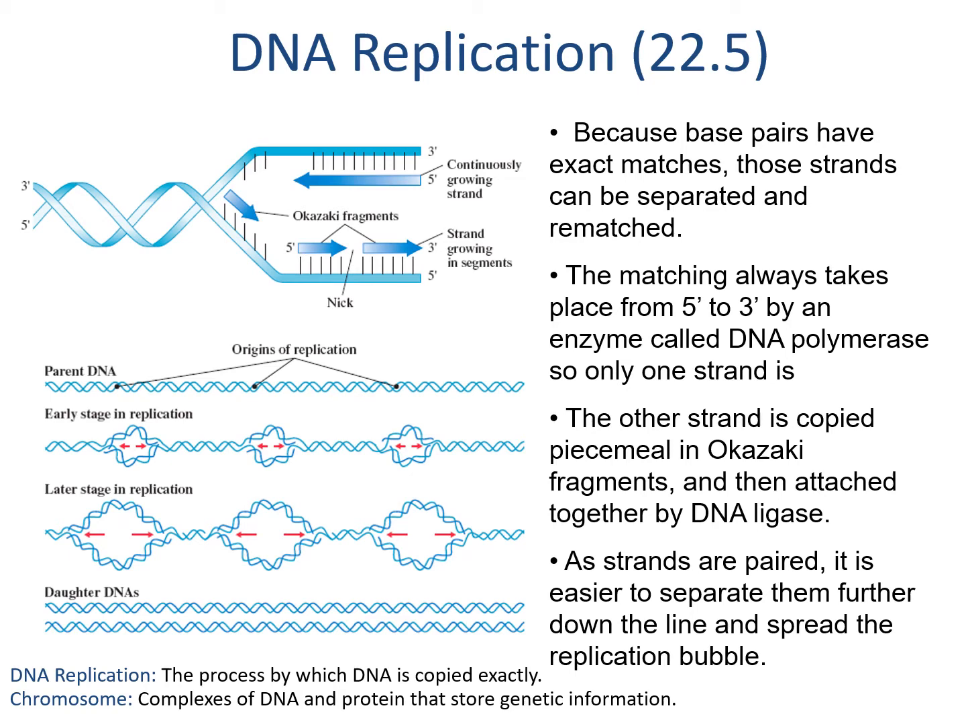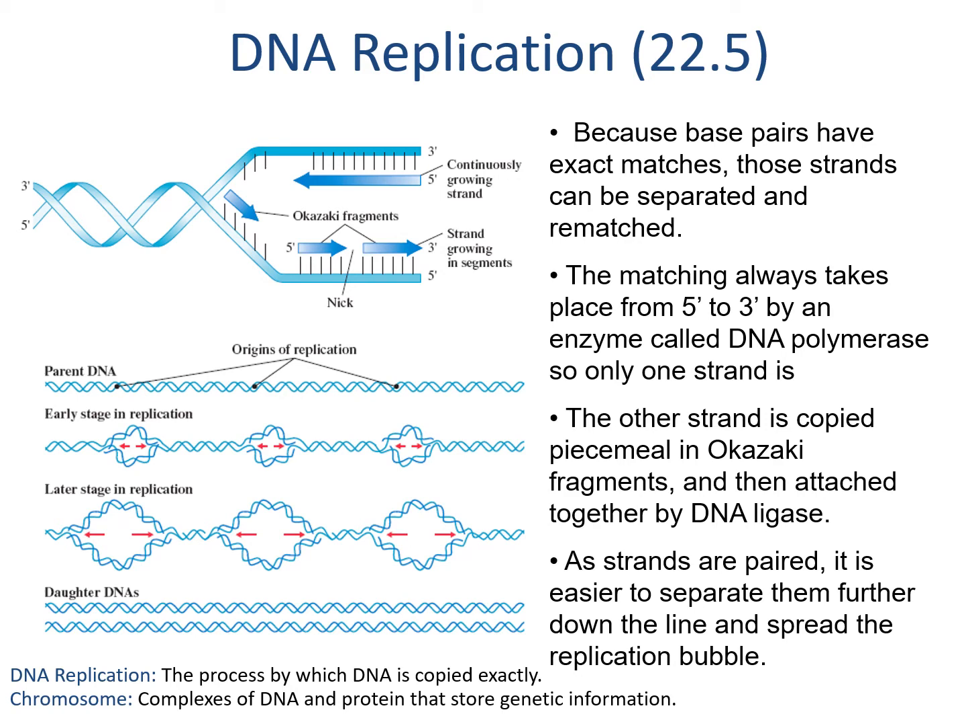Notice that if we're trying to create DNA from 5' to 3', that works really well when we start at the 3' end and work the opposite way. It doesn't work as well in the complementary strand, and so the complementary strand is created in piecemeal segments called Okazaki fragments that are later attached together.